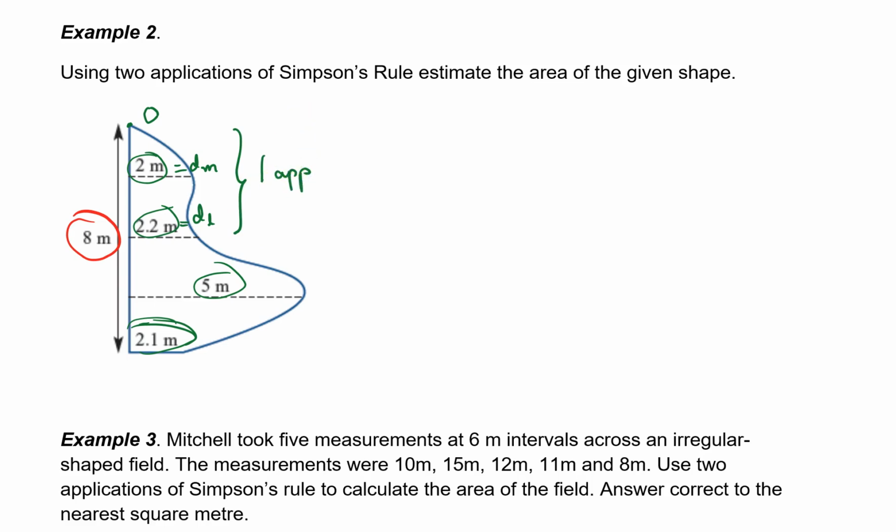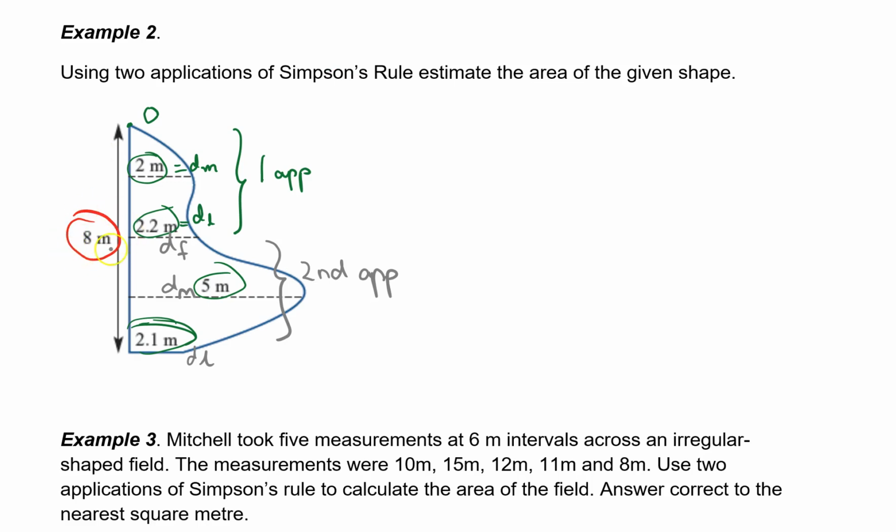You'll probably see where this is going now. There's a second application. And what's happening is this 2.2 is the first distance, the 5 is the middle distance, and the 2.1 is the last distance of the second application. So that's all good. We can see we've got 2 applications, and I'll show you how we set that up.